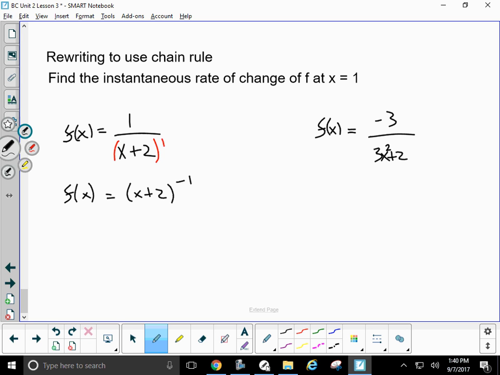Now, I don't have to use the quotient rule. I can use the chain rule. The derivative, I'm going to do this quickly, would be negative 1 times x plus 2 to the negative second times the derivative of the inside, which is just 1. So this is an easy way to see that the derivative of 1 over x plus 2 is negative 1 over x plus 2 squared.